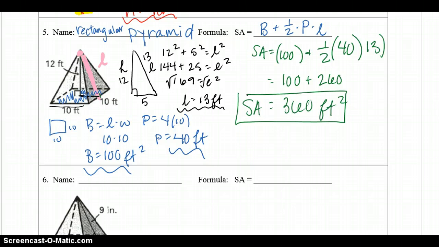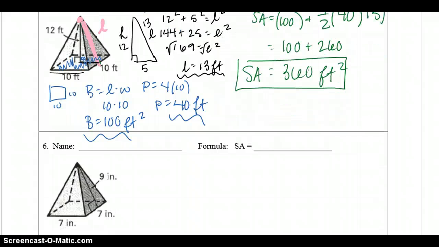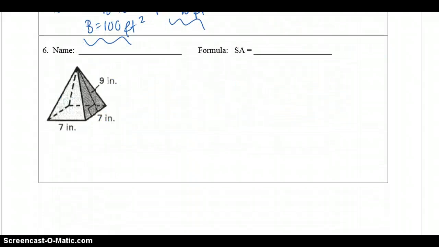Any questions on number 5? Any of the steps in here? Alrighty, we have one more. Number 6. So go ahead and try number 6 on your own. If you feel stuck, at least I want you to name the shape, write your formula for surface area, and draw a picture of the base.